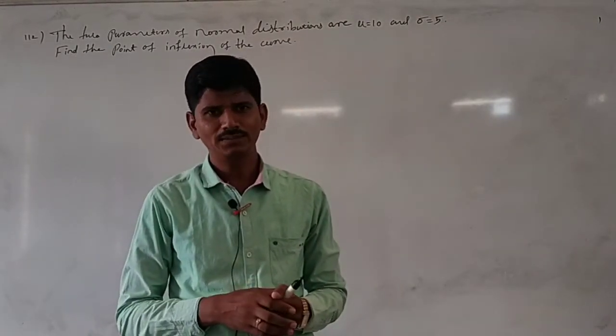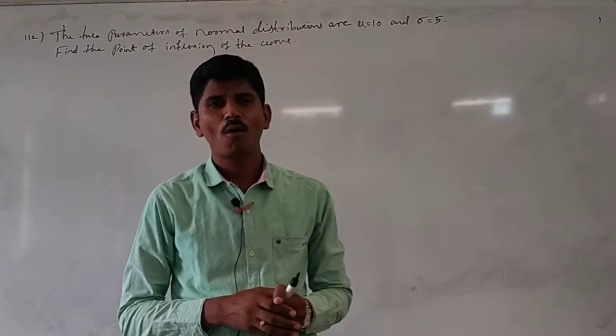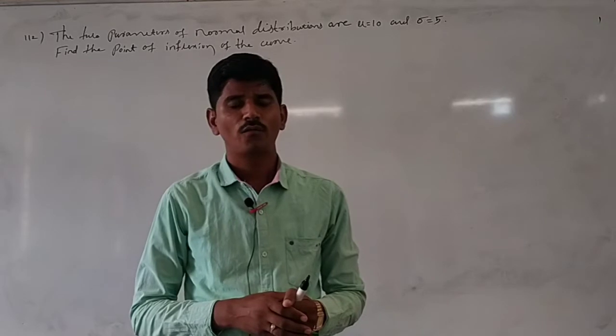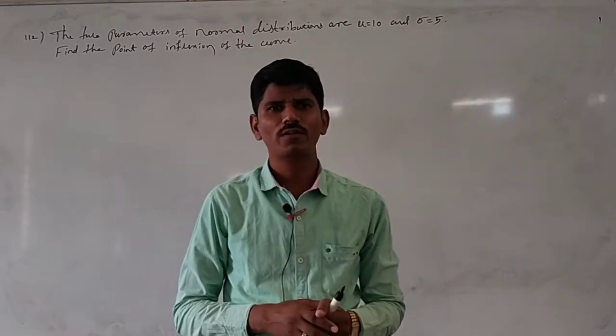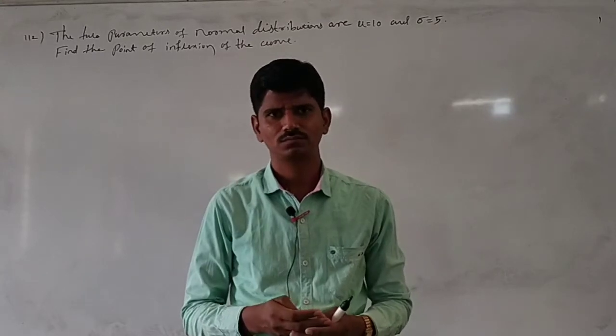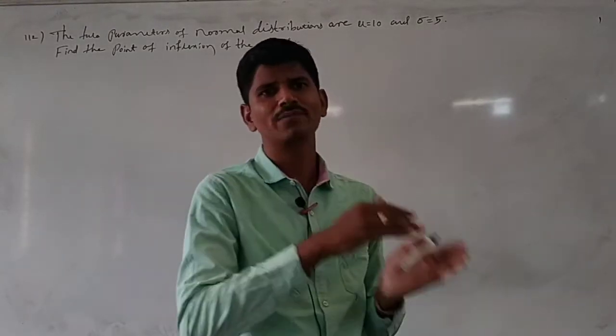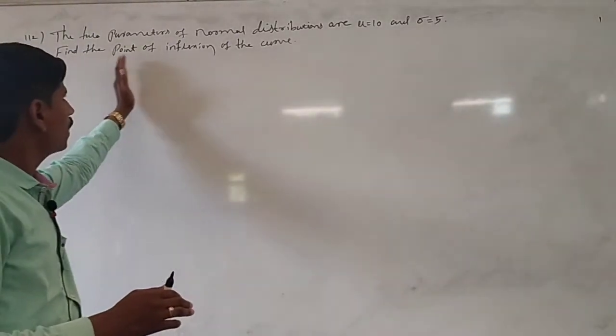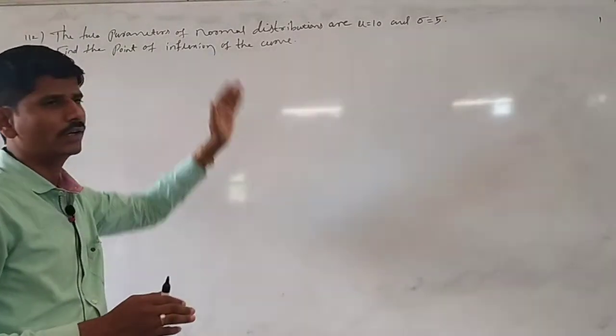One property is there, the point of inflection. For a normal curve, the points of inflection are mu minus sigma and mu plus sigma. Here they are asking to find the point of inflection of the curve.